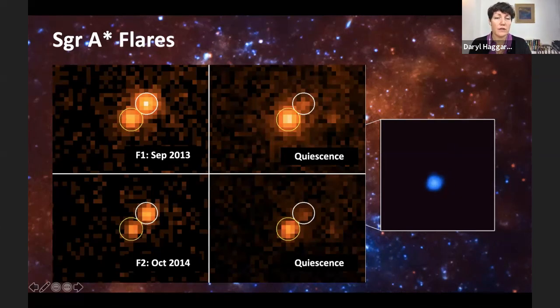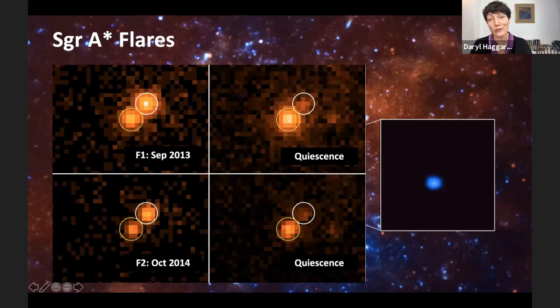So in yellow here, these are a few time lapse images. This bright flare occurred in 2013. This is the position of a persistent source that became very, very visible in 2013. It's the Galactic Center Magnetar. And this white circle here is showing you the position of Sagittarius A Star. So here in September 2013 and then later in October 2014 are two of the brightest flares we've ever seen from Sagittarius A Star.